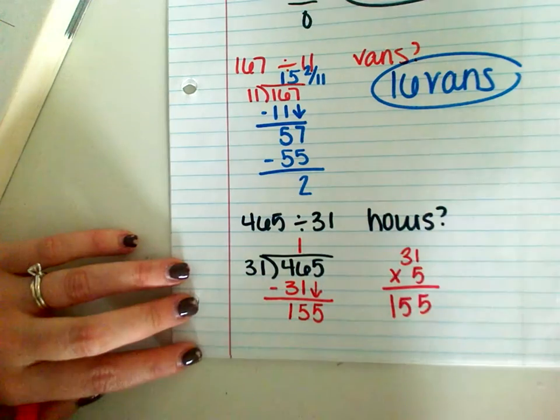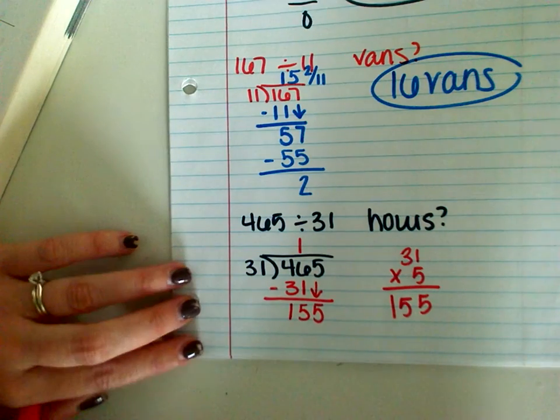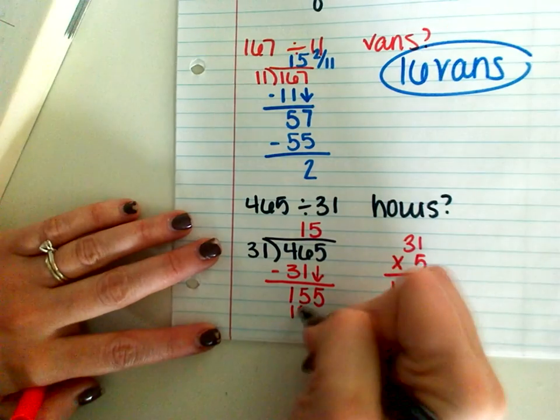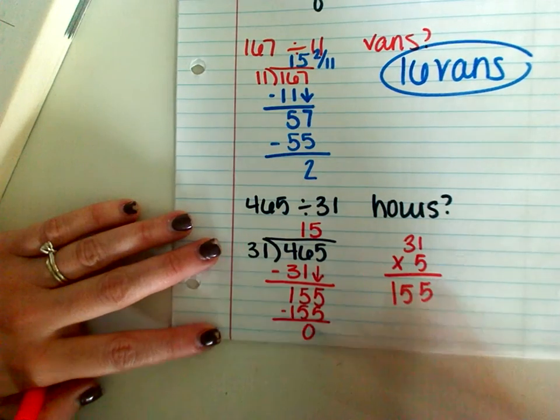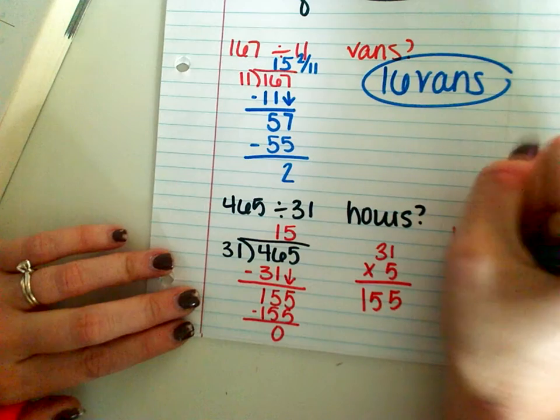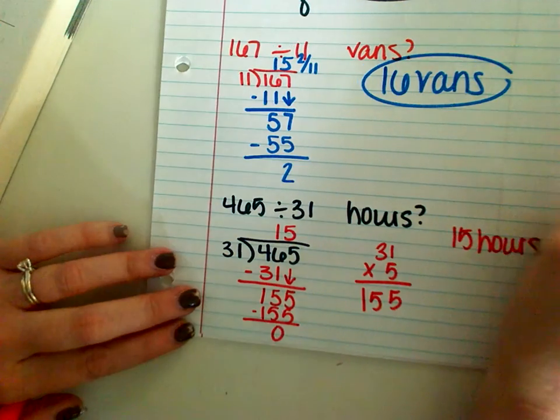That's exactly what we needed. 31 times 5 is 155. We'll put the 5 up top. 5 times 31 is 155. We have 0 remainders, which means it takes 15 hours. Wow, you guys are so ahead of me.